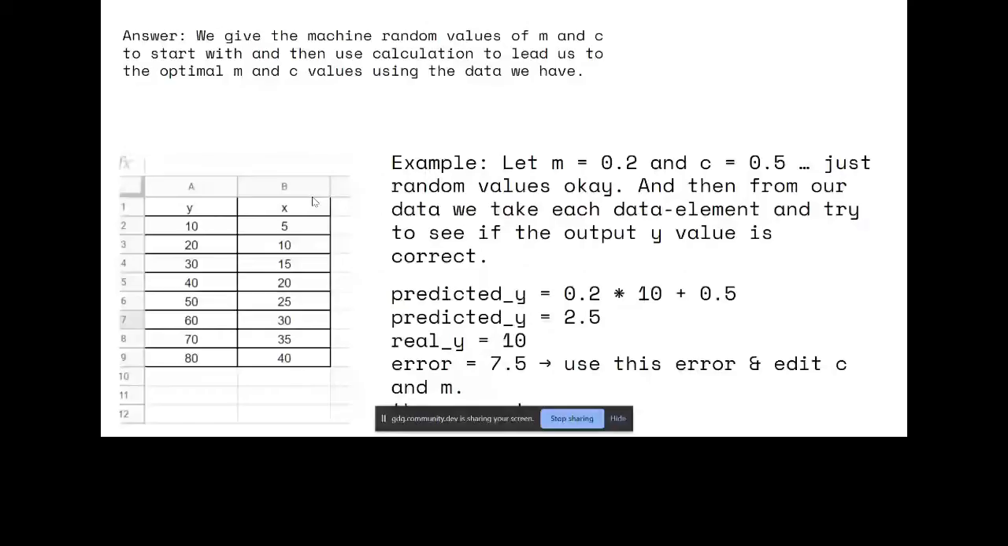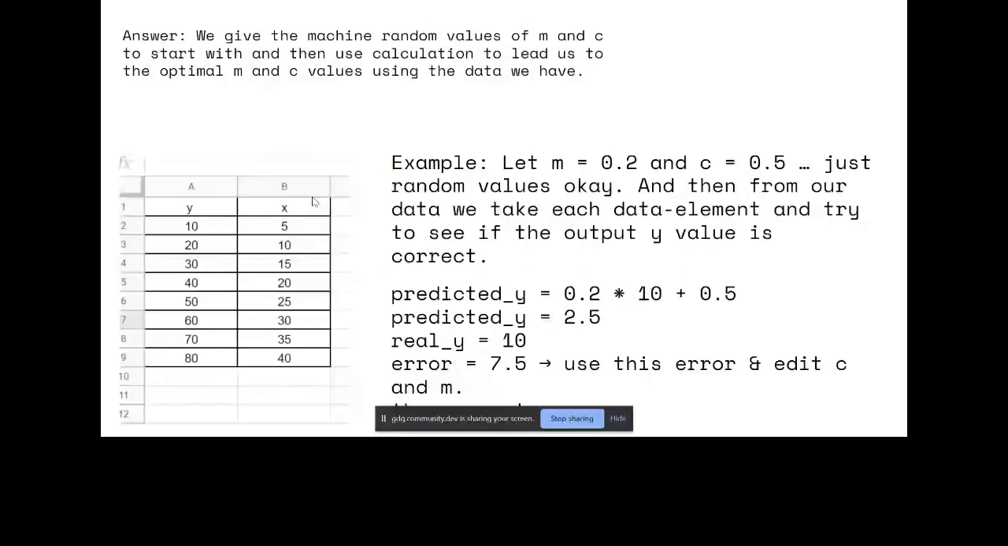So for example, let's think about this. Usually what happens is firstly we guess. So let's say we guess the value of m to be 0.2 and the value of c to be 0.5, right? And then we try it out using the first data sample that we have. So we have 10 and 5. We know that when x is 5, the output is supposed to be 10. So we try it out in our equation, and obviously we get the wrong y value, which is 2.5, and we get an error.